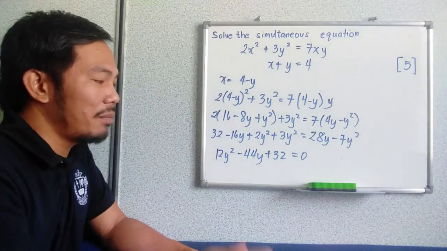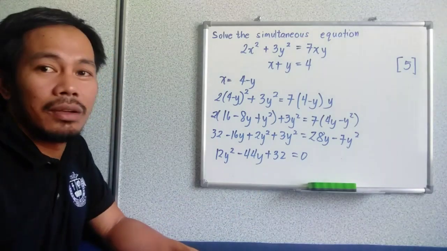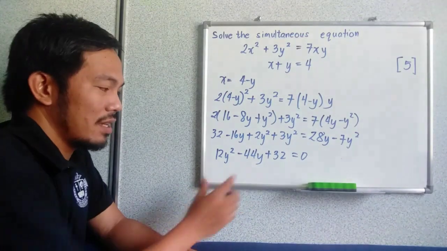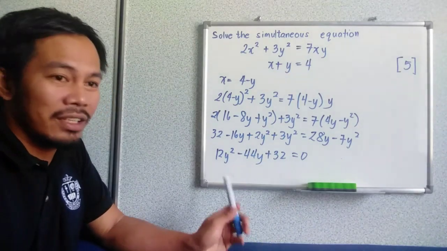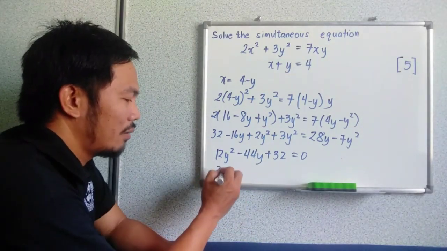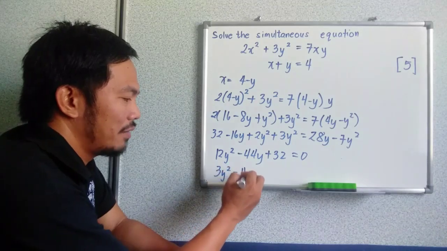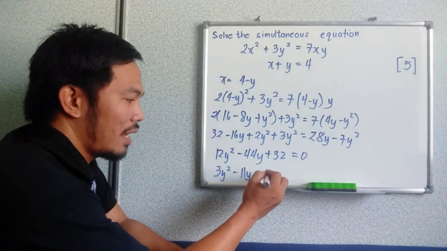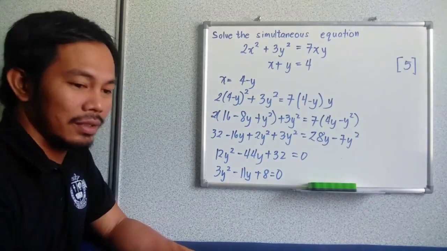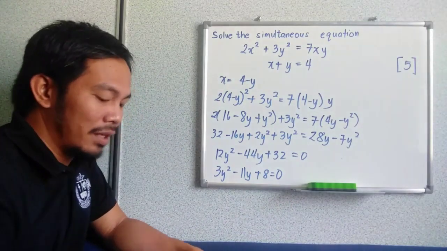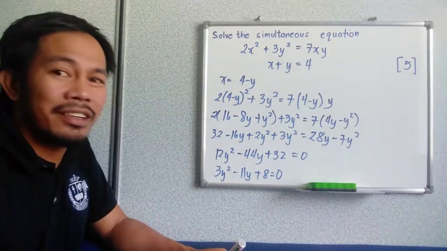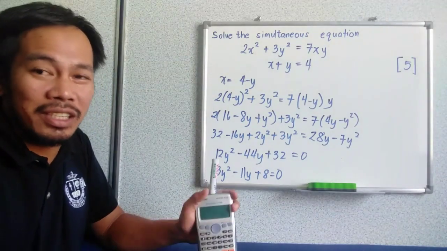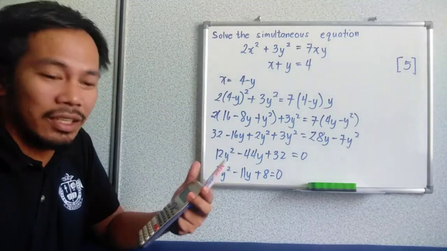Okay, I can make this simpler by dividing it by 4. So if I divide it by 4, this will become 3y squared minus 11y plus 8 is equal to 0. Okay, remember, I have a video on factorizing simpler using your calculator. So I can use my calculator to factorize.